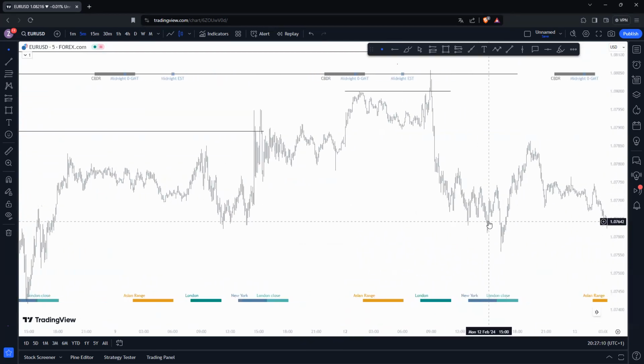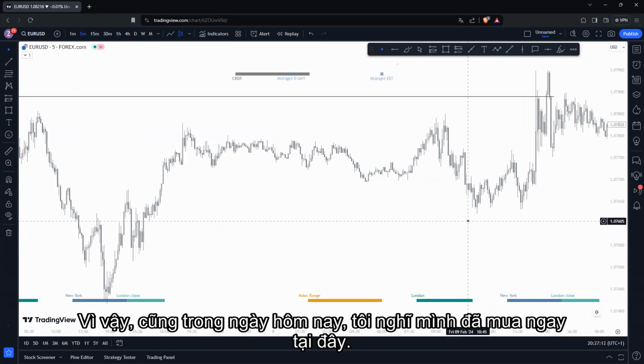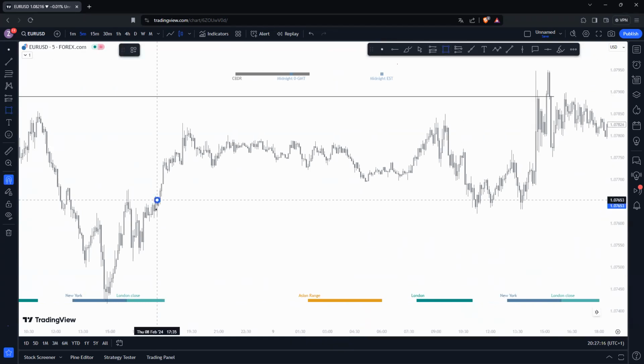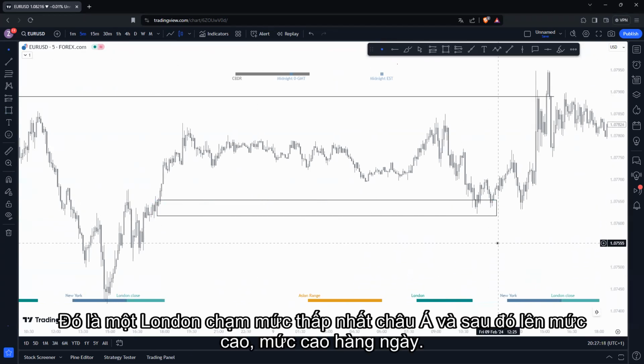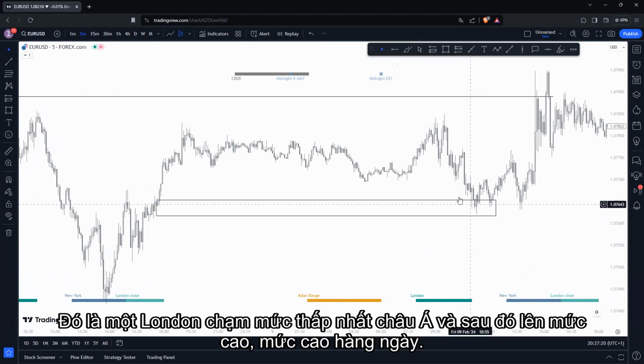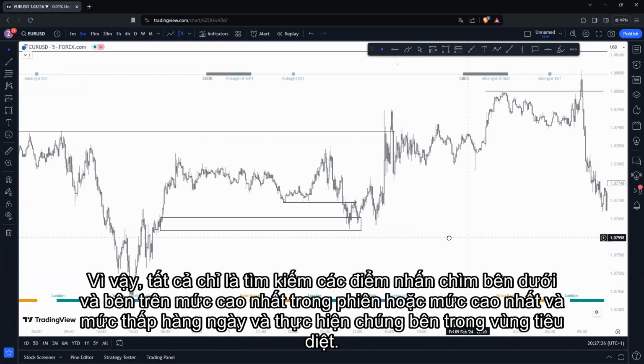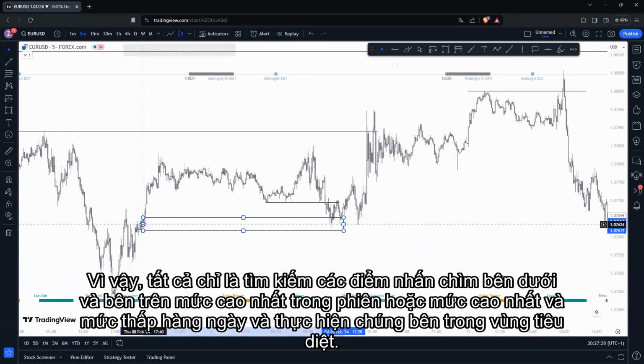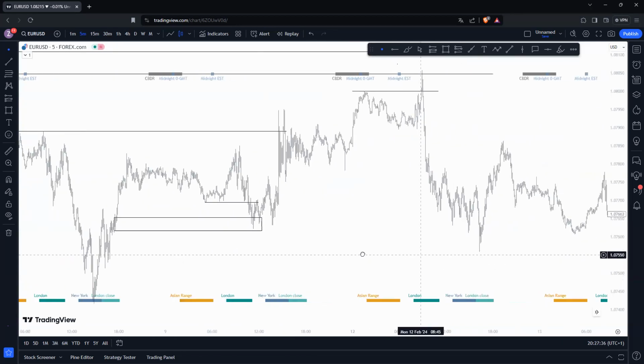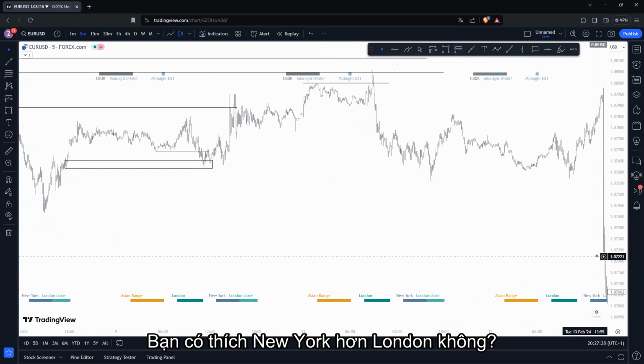So also for this day, I think I took a buy right here. It was a London taking the Asian lows, and then it went to the highs, that daily high. So yeah, it's all about finding the engulfs below and above the session highs or daily highs and lows, and executing them inside the kill zones. That's it.